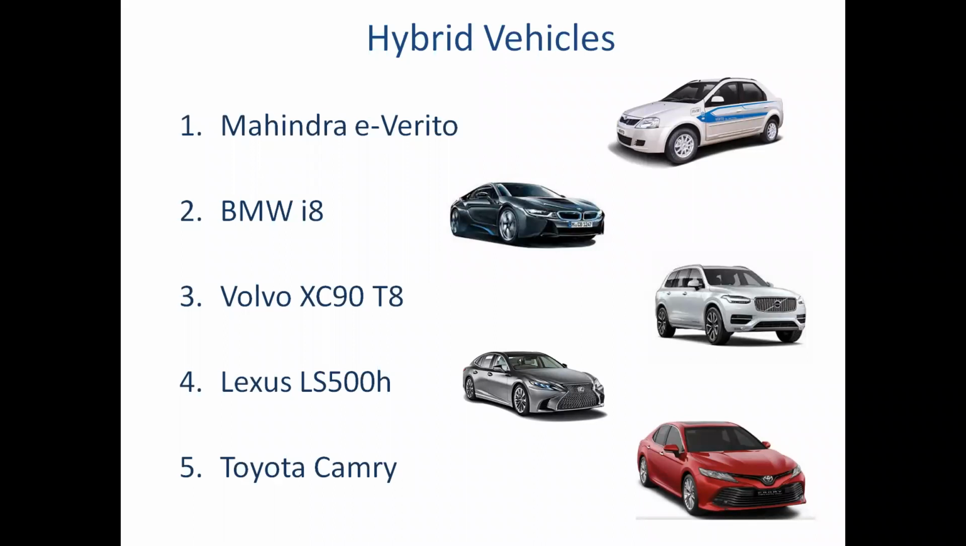Mahindra E Verito, BMW i8. Now i8 means i7 is there, i8 is there, i9, i10. Such types of variants are there. Volvo T8 is also there and other variants are also there. Lexus, Toyota Camry, all these are varieties of hybrid vehicles. So you must remember some names: Mahindra, BMW, Volvo, Lexus, Toyota.